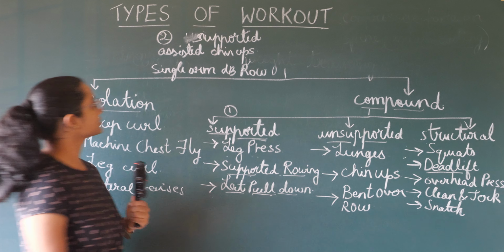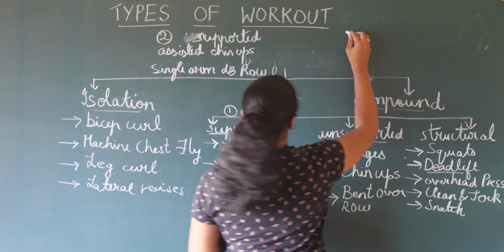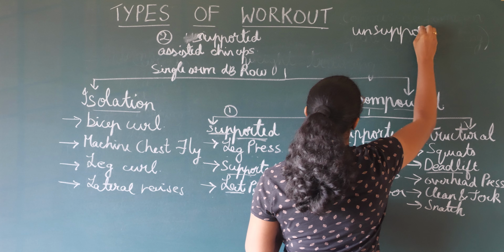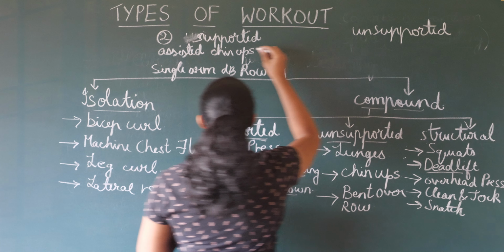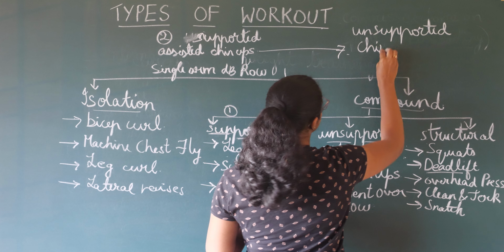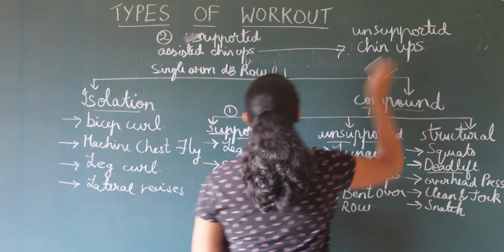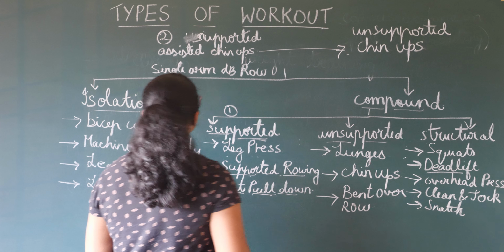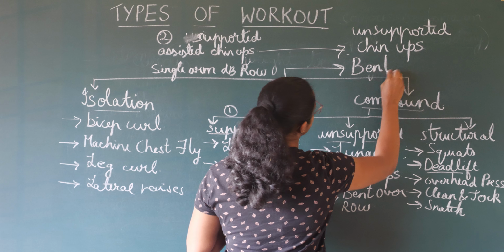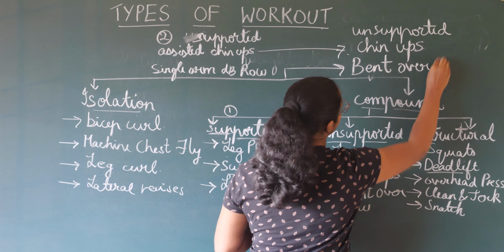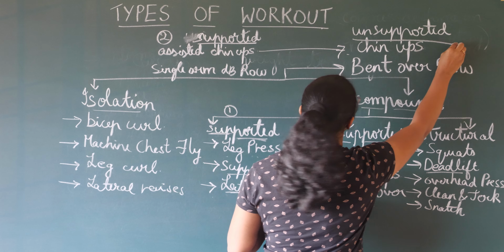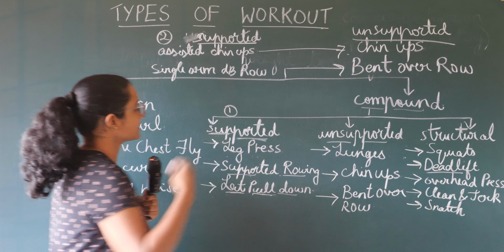So it's supposed to be done gradually. Then I give him unsupported. So here it was assisted chin-ups, and now I give him chin-ups. Single arm row, now I give him bent over row. So here it was supported and here it is unsupported. And that's the next phase.